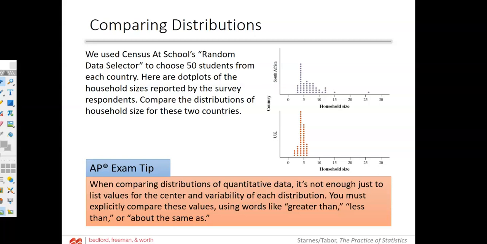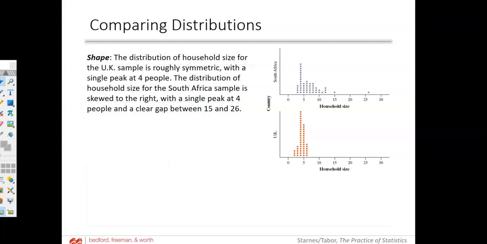And also when you do comparisons, which one is greater, which one is less? So which one is bigger, which one is smaller? Use those kinds of words. So in this case, the shape for the UK household is roughly symmetric. It's not perfectly symmetric, but there's not a ton of skew there.